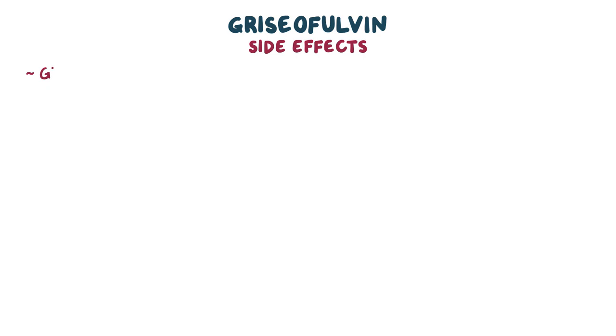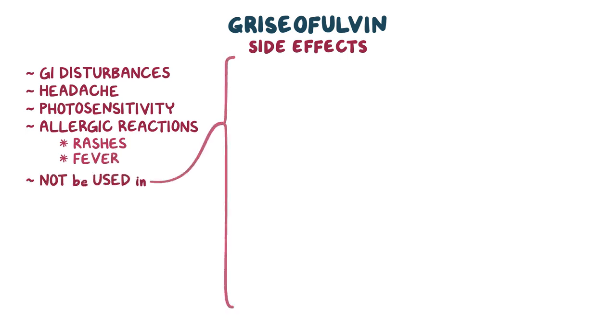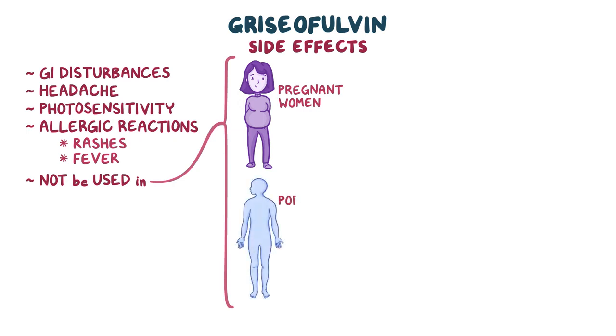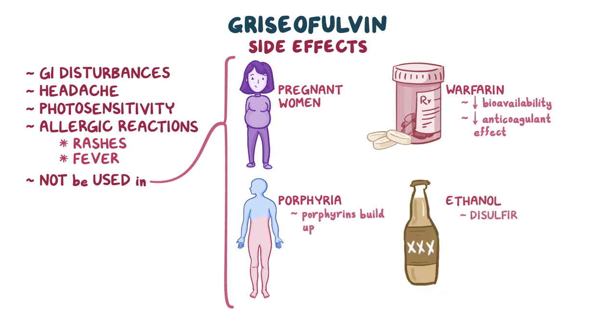Side effects include gastrointestinal disturbances, headache, photosensitivity, as well as allergic reactions presenting with rashes and fever. Griseofulvin should not be used in pregnant women, as it can harm an unborn baby or cause birth defects, in patients with porphyria, which refers to a group of disorders where substances called porphyrins build up in the body, in patients receiving warfarin, an anticoagulant, as it decreases its bioavailability, resulting in decreased anticoagulant effect, and with ethanol, as it causes disulfiram-like reactions. So when the person drinks alcohol while taking griseofulvin, they'll experience severe nausea, vomiting, and headaches.